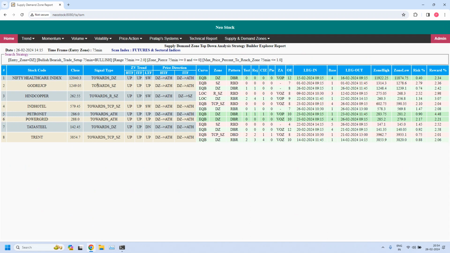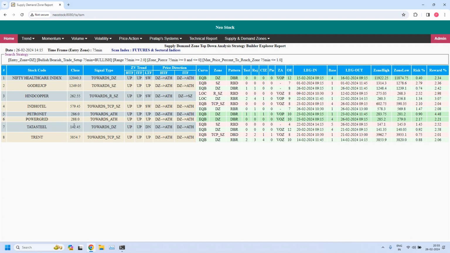First one is Nifty Healthcare, it is an index. See, if you want to buy Nifty Healthcare, you can buy by using an ETF, exchange traded fund. There are ETFs like Nifty BeES, Bank BeES; you will find some indices and some ETFs. Check the NSE website, you will get the list. All these are moving towards the supply zones, all-time high. Only one stock, Tata Steel, is moving towards the demand zone.